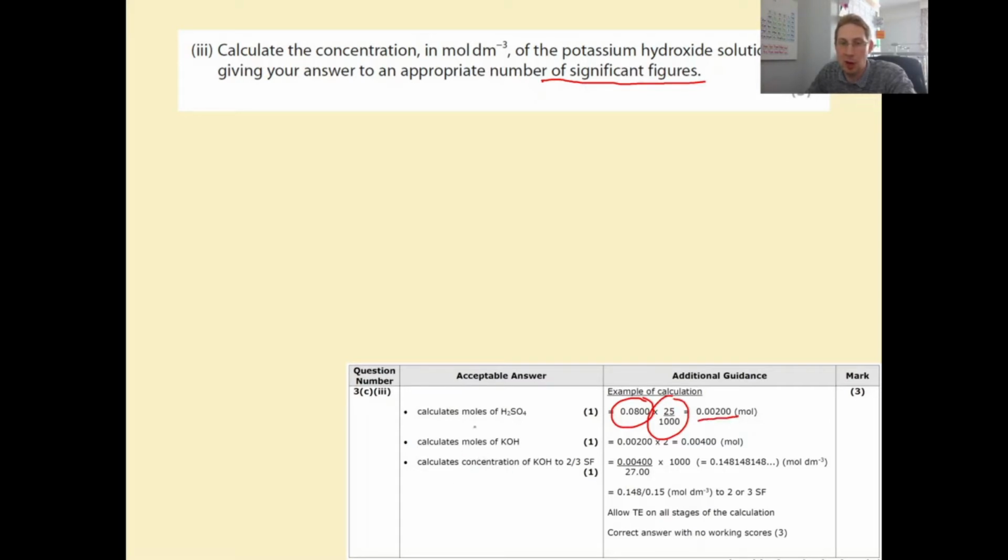It's a 2 to 1 ratio, of course it is, H2SO4 to KOH, 2 to 1 ratio, so there's 1 mark for realising that you need twice the moles of hydroxide. And finally, concentration is moles over volume. Remember, of course, to put the volume into dm cubed. This gives you this on your calculator, which you would round to, and it says an appropriate number, that's 2 or 3 significant figures, 0.148, 0.15 mole per dm cubed.